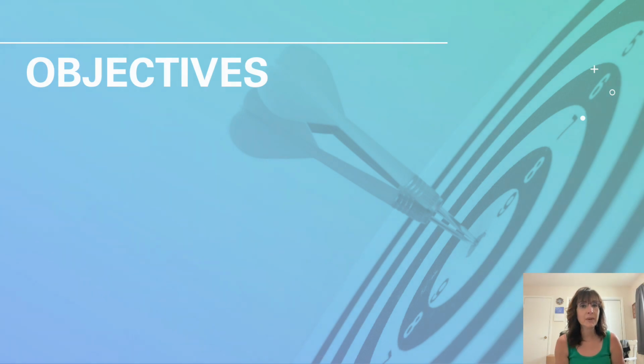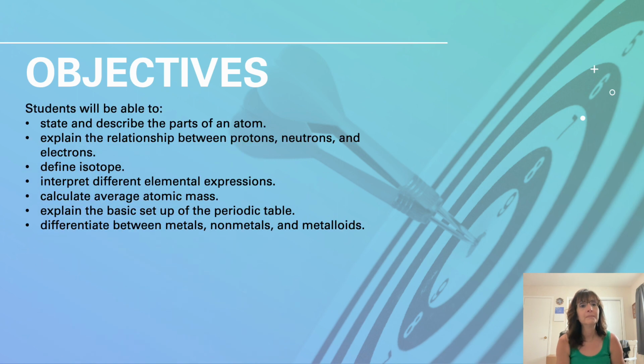At the end of this PowerPoint, you will be able to state and describe the parts of the atom, explain the relationship between protons, neutrons, and electrons, define isotope, interpret different elemental expressions, calculate average atomic mass, explain the basic setup of the periodic table. We go into more detail in Unit 4, I believe. And lastly, you're going to differentiate between metals, nonmetals, and metalloids.